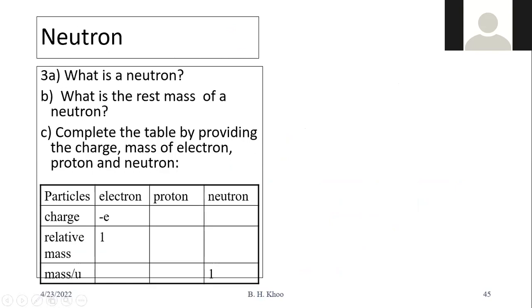What is a neutron? Yeah. Where's a neutron?